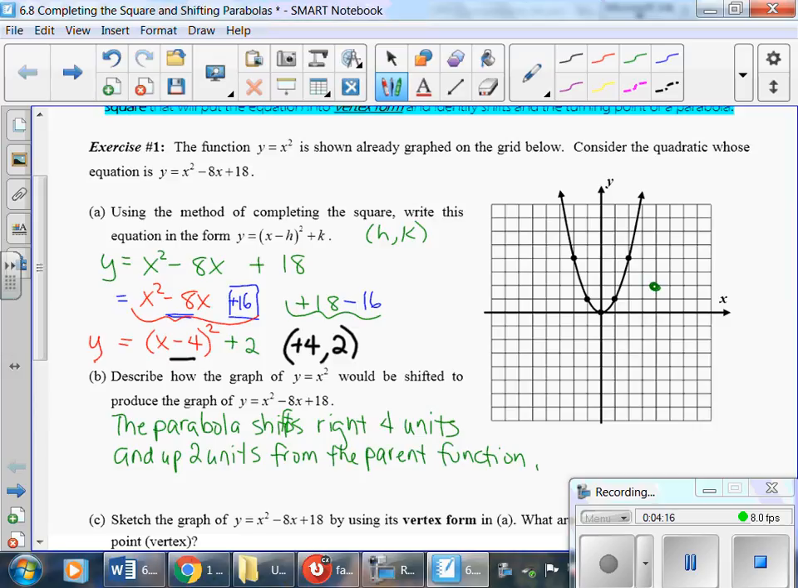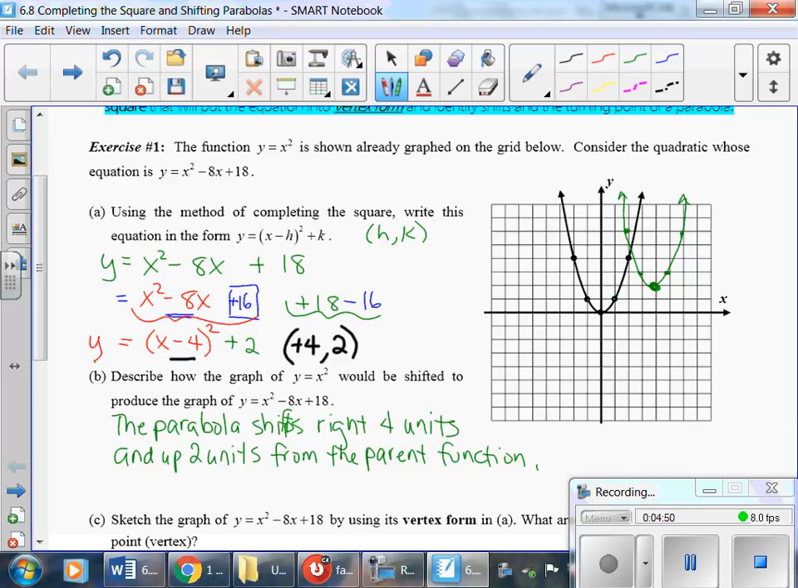C says sketch the graph of this, and using the vertex form, what are the coordinates of the turning point? Now we just said the coordinates are going to be (4, 2), and it's basically going to be the same parabola. So we're going to go up 1, up 1. That's what we did here. Then I'm going to go over 1, up 3, over 1, up 3. And now I would normally go over 1, up 5, but I can't do that. So this is what it's going to look like once I'm done shifting it.